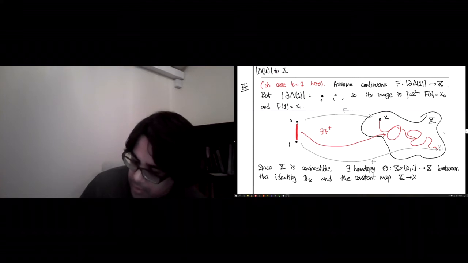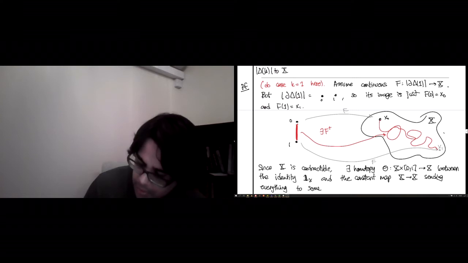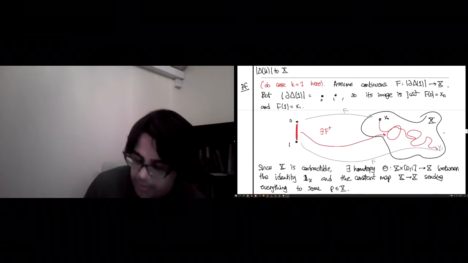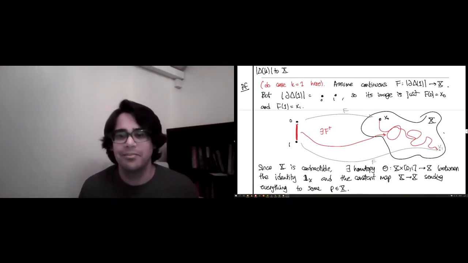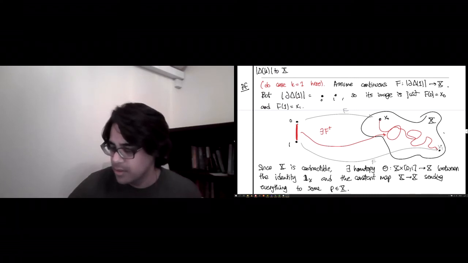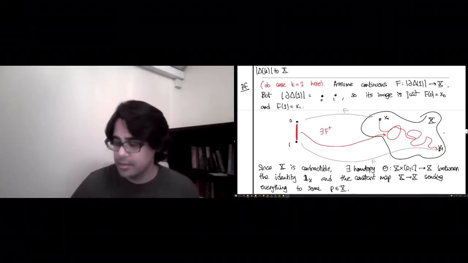X to X, sending everything, sending every point to some P in X. Now, what we are not allowed to do is assume that this P is either X0 or X1. It's just some point in X. We have no control over what P is.